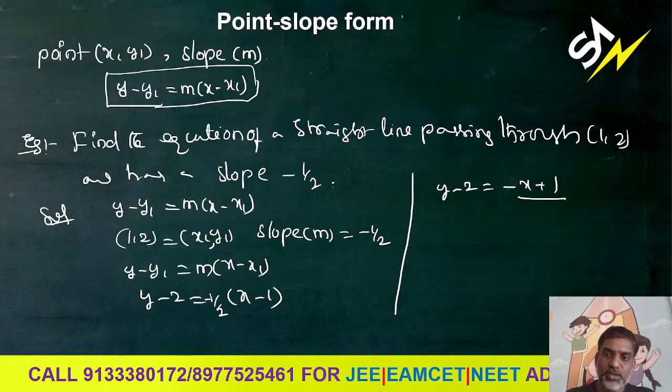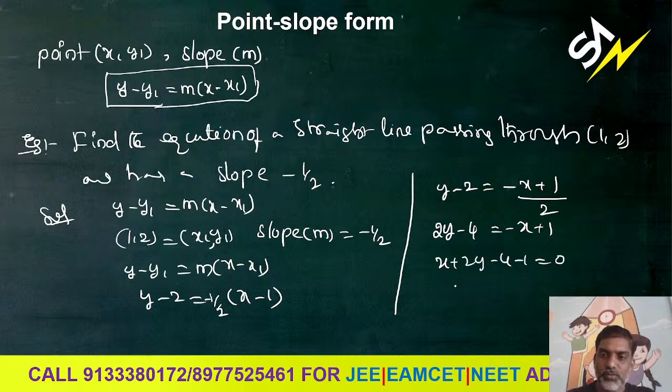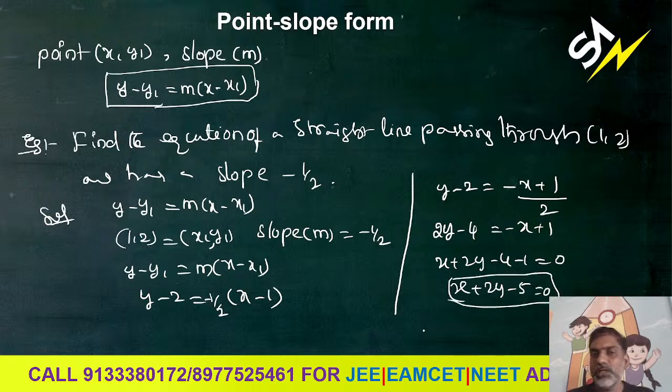So y minus 2 equals minus x plus 1, whole divided by 2. That is nothing but 2y minus 4 equals minus x plus 1. Write everything on one side, then we get x plus 2y minus 4 minus 1 equals 0. That is nothing but x plus 2y minus 5 equals 0. This is a simple example to understand the point slope form of a line. Clear?